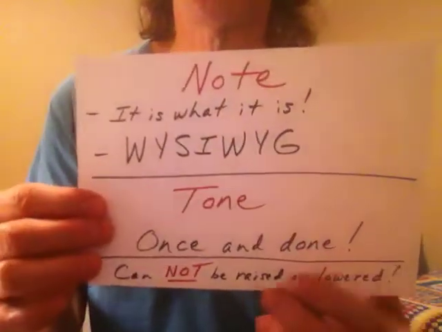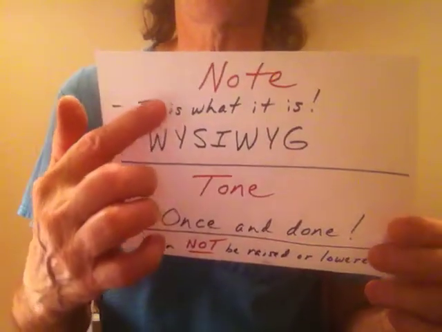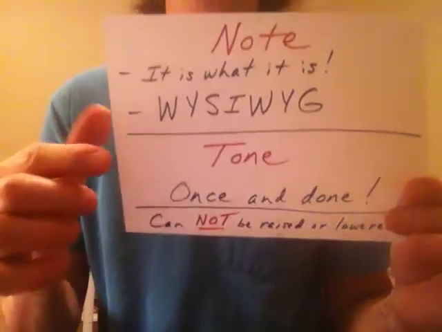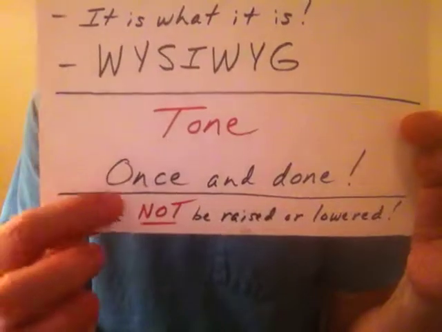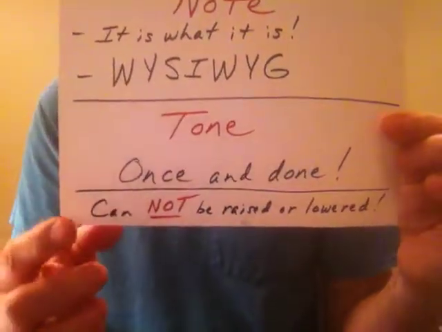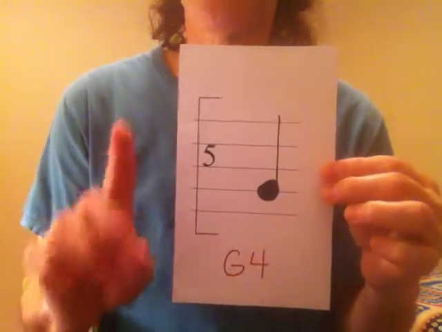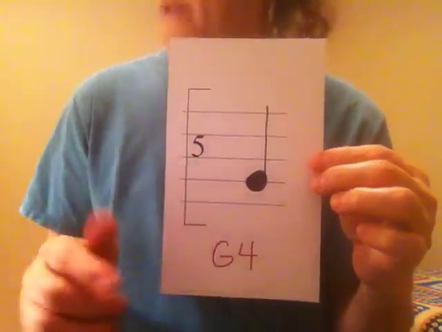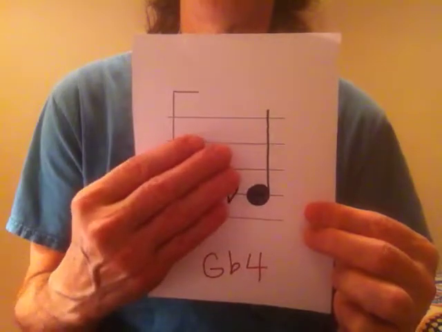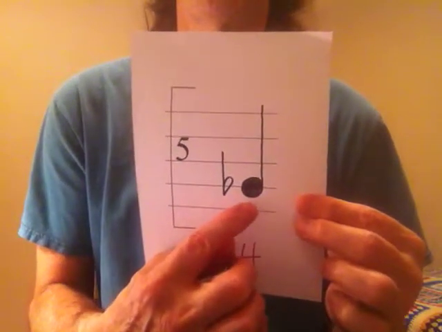Now, the note, and I'm going to stop laboring on this issue, but the note is what it is. What you see is what you get, WYSIWYG. The note just represents the tone, and the tone itself is once and done, as I mentioned. So the note or the tone technically cannot be raised or lowered. Now that sounds a little strange, but the note as written represents that one pitch, and that's it. When you introduce, let's say, the flat sign, you're not raising or lowering that G I just showed you. This is a totally different note representing a totally different tone. So I think that's clear, and I won't have to say it again.